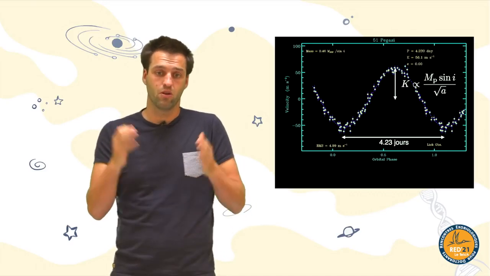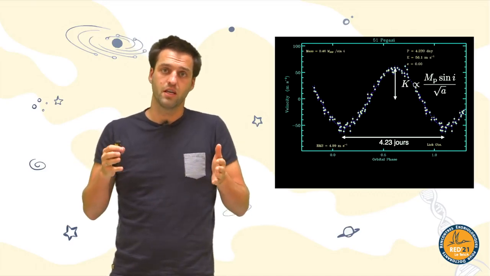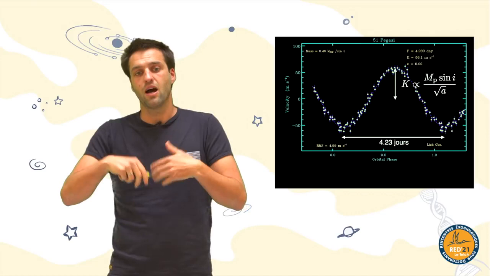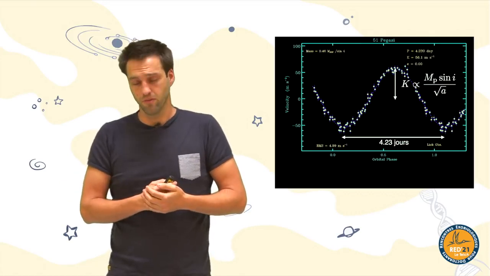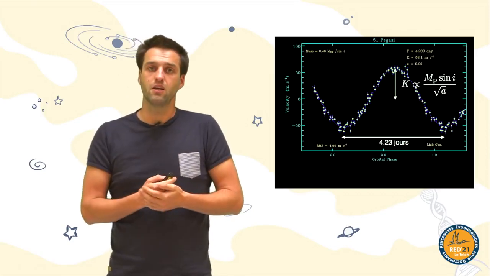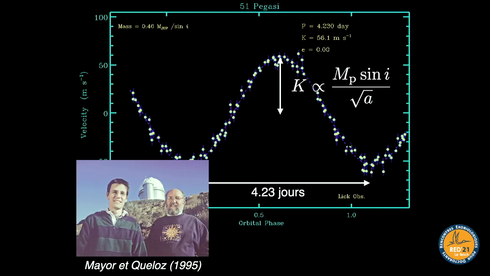And so here, because the period of the planet is much shorter, it means that this planet is much closer to the star, and that's why we have such a large amplitude of motion. And this actually is the discovery of the first planet around a solar-like star, 51 Pegasi, and that's what got the Nobel Prize for Michel Mayor and Didier Queloz. Well, the Nobel Prize was a few years ago, but the discovery was in 1995.